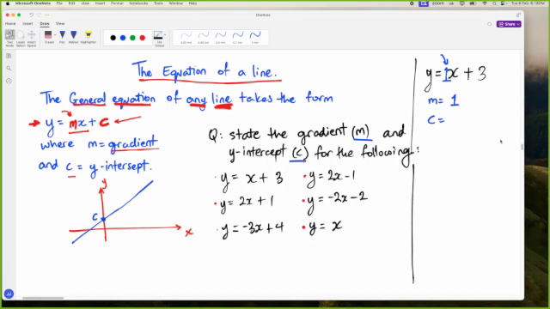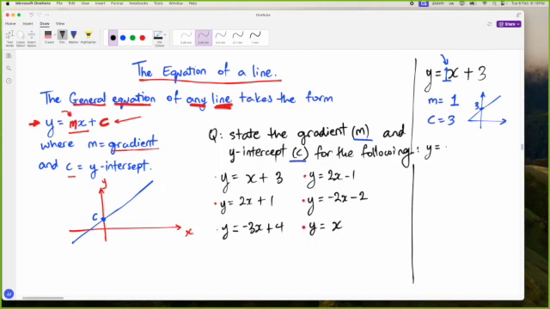Thank you very much, Zara. We could see c is 3. So what does that automatically tell us? That tells us that this line is going to be cutting the y-axis at the point 3. Yeah, that is what that tells us. Let me take a look at the next equation.